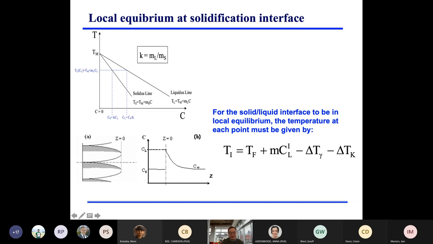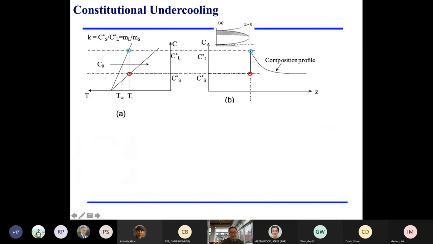We can start with this one. We start from TM, and then the temperature difference is essentially the slope times the concentration difference. Of those terms, the first term is curvature. The curvature always plays a role, in particular when looking at the Gibbs-Thomson effect, and it's important. Delta T_K is the kinetic term, and it's probably one or two orders of magnitude lower than those two. And this is also probably one or two orders of magnitude lower than the undercooling.